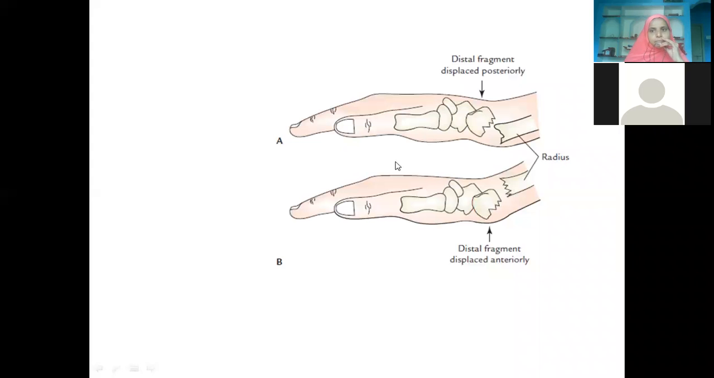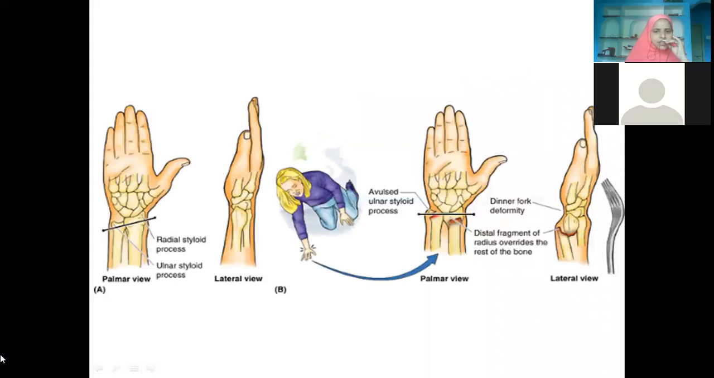Okay. Now we have different types of fractures like Colles fracture and Smith's fracture. You are finding that the lower end of the radius is fractured and the distal fragment is displaced posteriorly. Okay. Then suppose if the distal fragment is displaced anteriorly, we have two different types of fractures, Colles and Smith's fracture. You can see here.